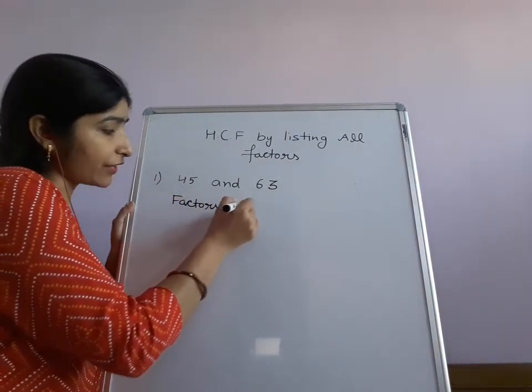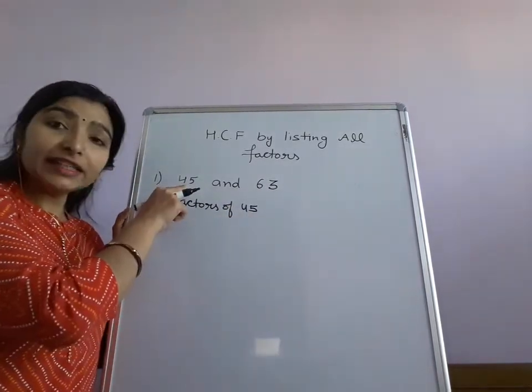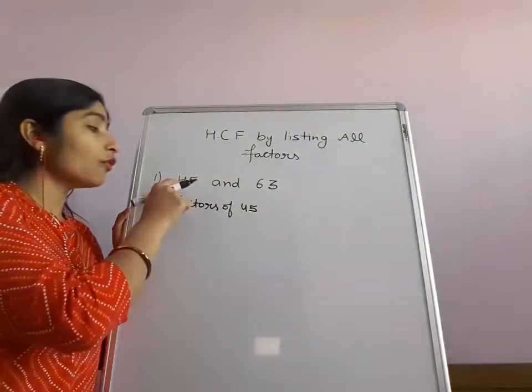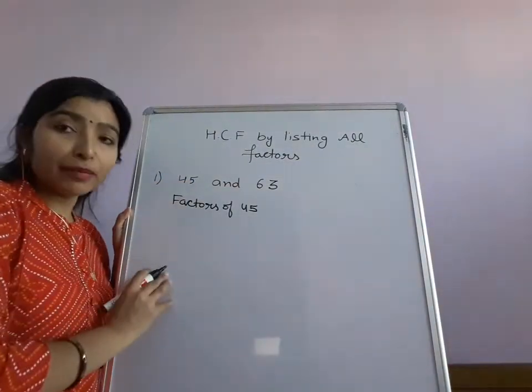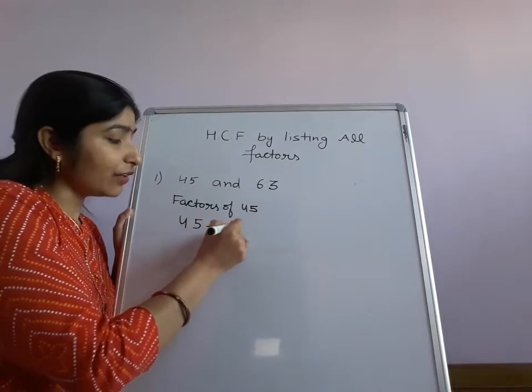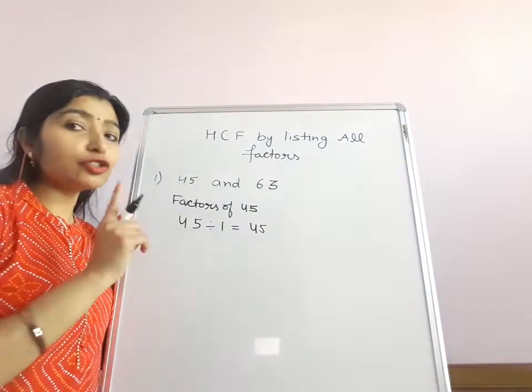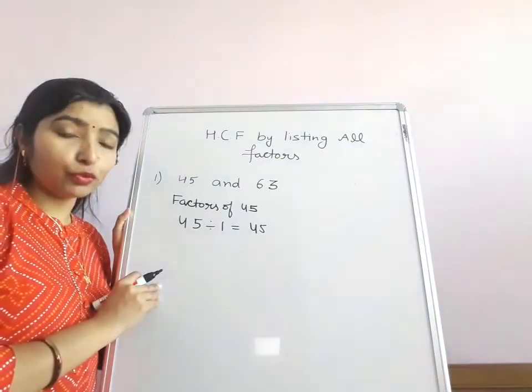Okay, so first we will find factors of 45. Factor means a number which divides a given number. So you have to see which number can divide 45. So 45 is divisible by 1. Then 45 is not an even number, so it is not divisible by 2.